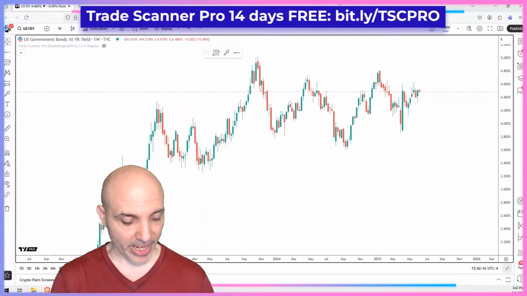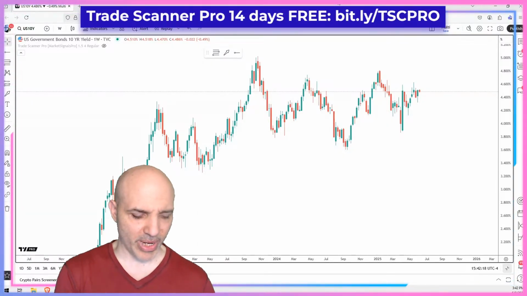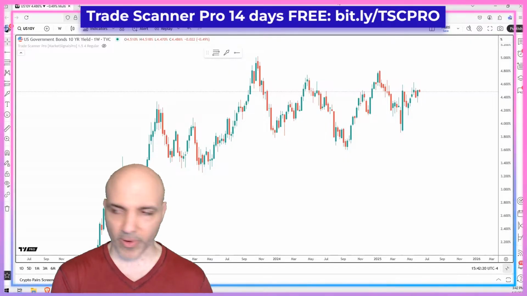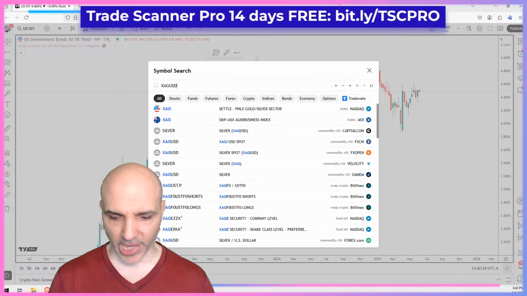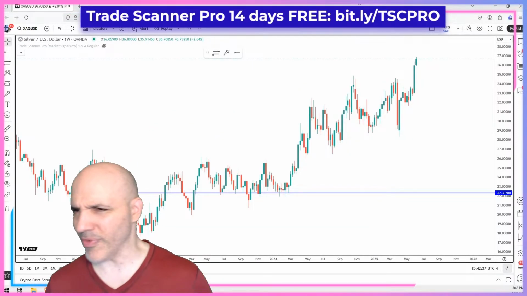Now let's jump around a bit. If there's a market you guys want to see, let me know. Let's take a quick look. Now I know silver, people have been making a big deal out of silver. XAG USD. Let's take a quick look at silver. Look at silver. What are we at now?